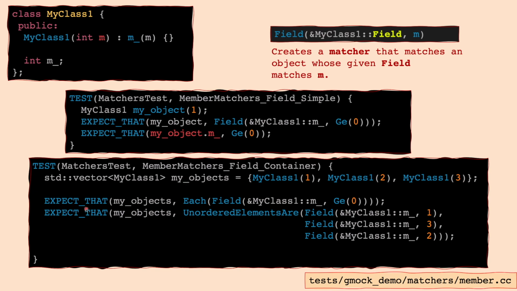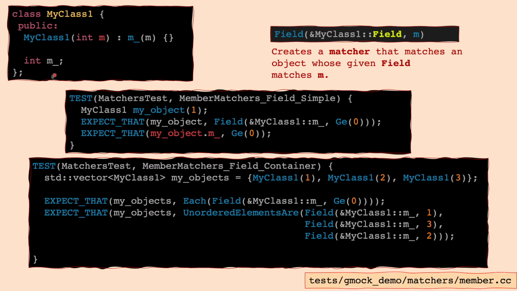Now I can say expect that each item inside my object has its field m to be greater than or equal to 0. Or here I can say expect that the elements inside my object, ignoring the order, if you look at their m part, are 1, 3, and 2. So notice how we are projecting the object into its property using the field matcher. Very powerful, and you can see you can make very complicated matchers using the field matcher in combination with other matchers. Again, you can run this example yourself from this path.